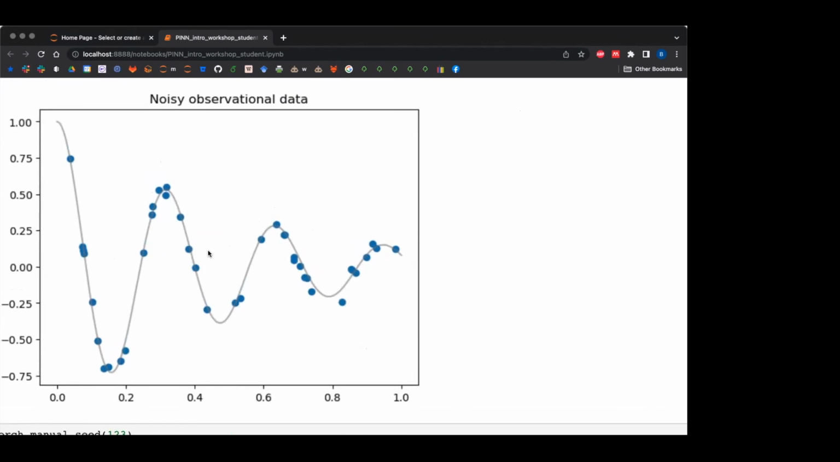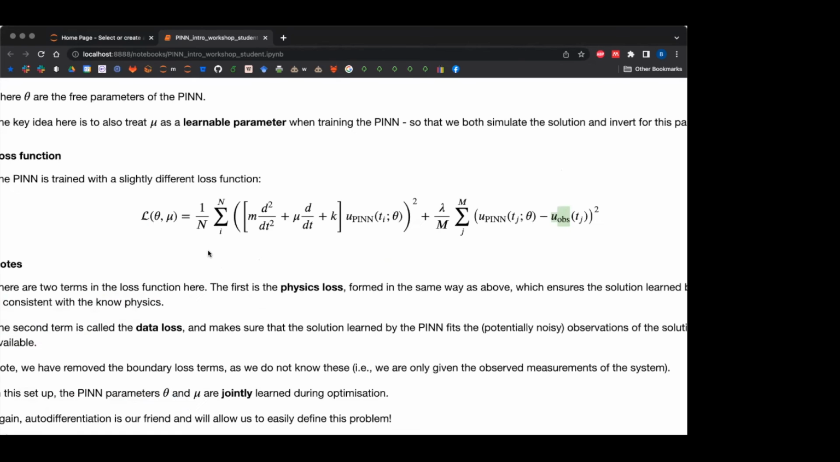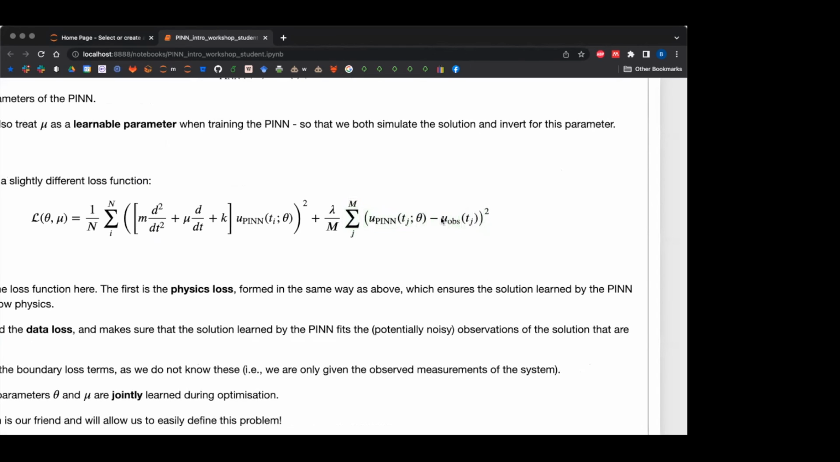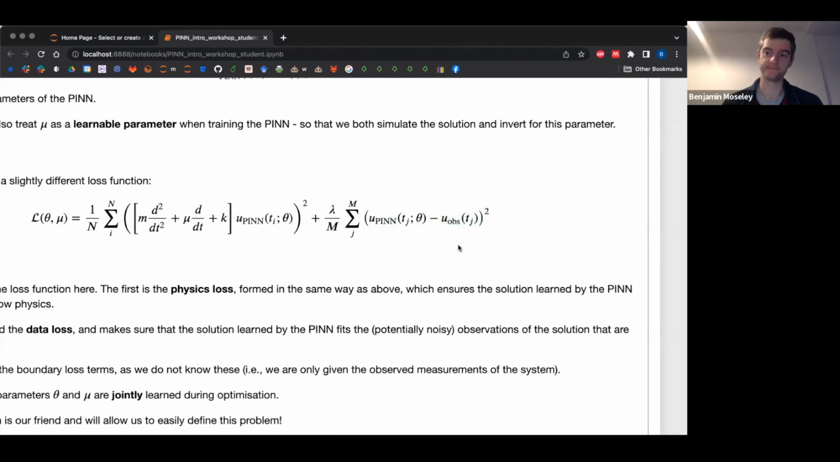How is that loss different from what you mentioned earlier, the mean squared error? Is it closely resembling it? Yeah, this is the data loss. This is exactly the mean squared error. That's what you typically use in a supervised machine learning model. You've added the physics part in front of it. Yeah, exactly. So this is a supervised loss.